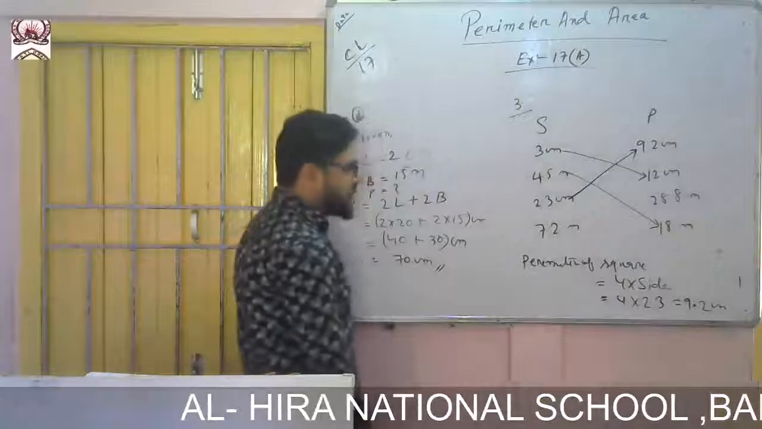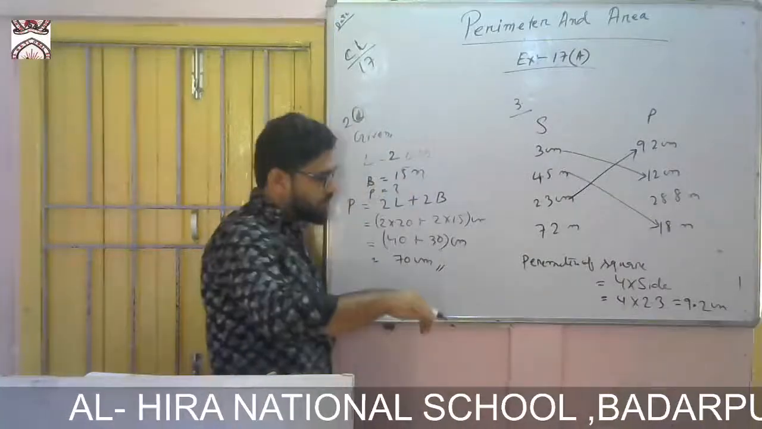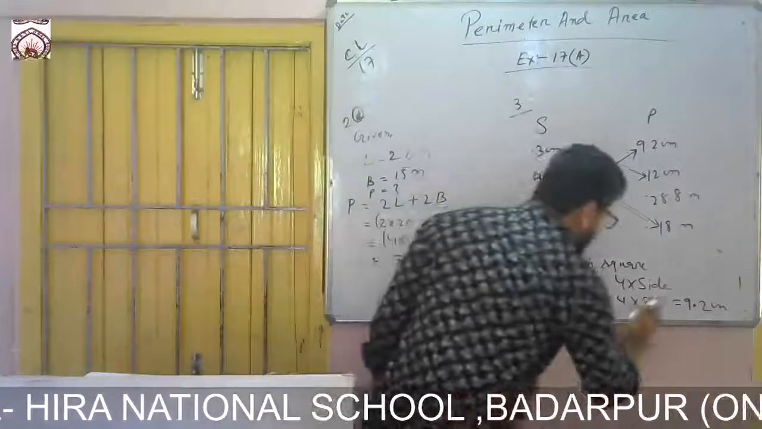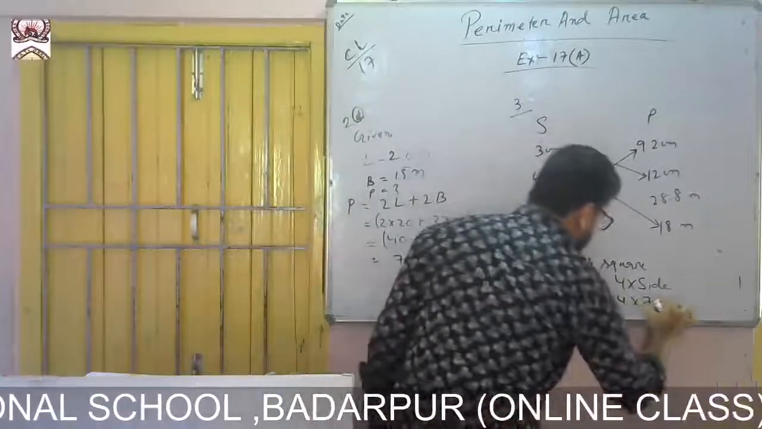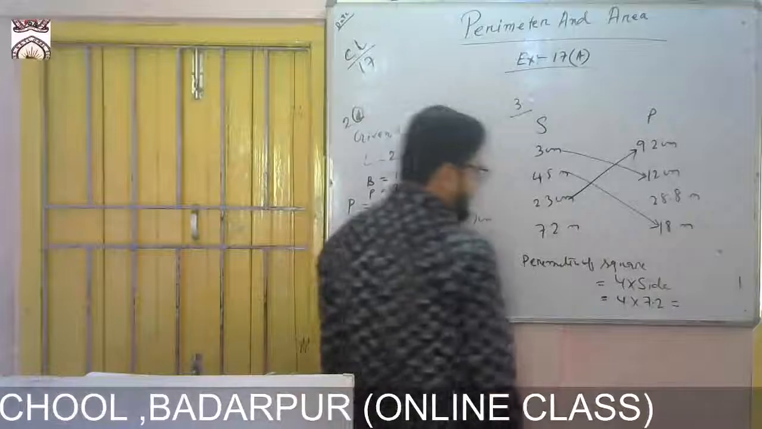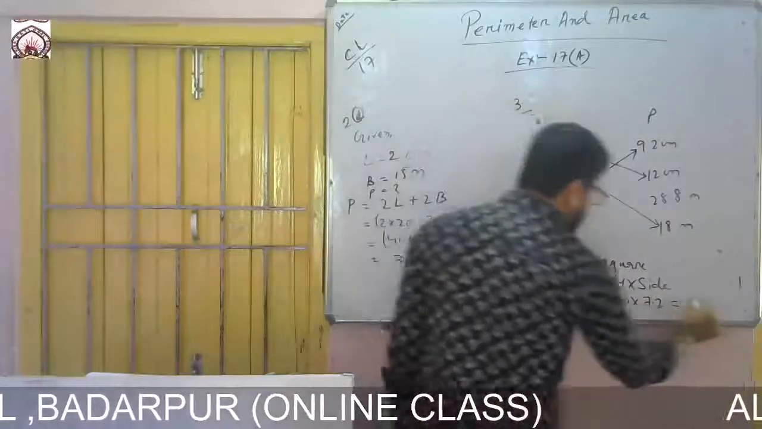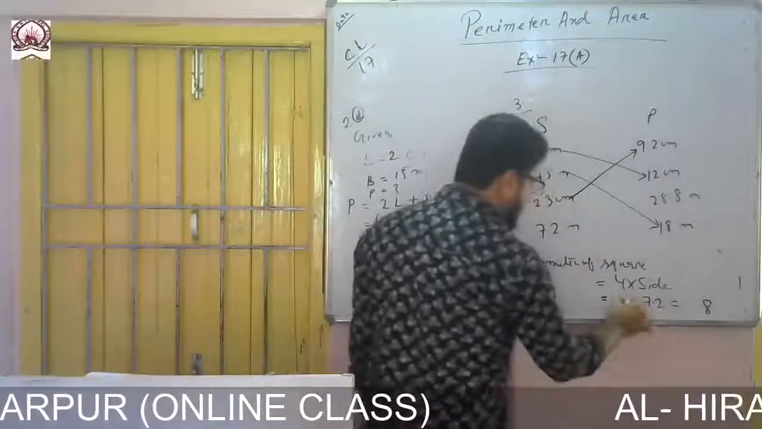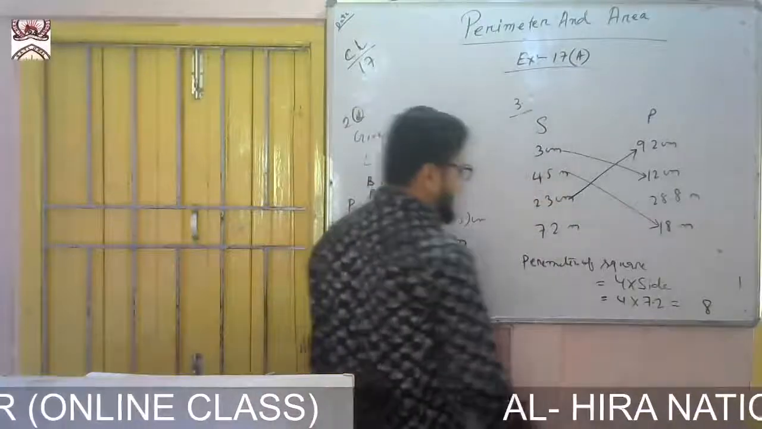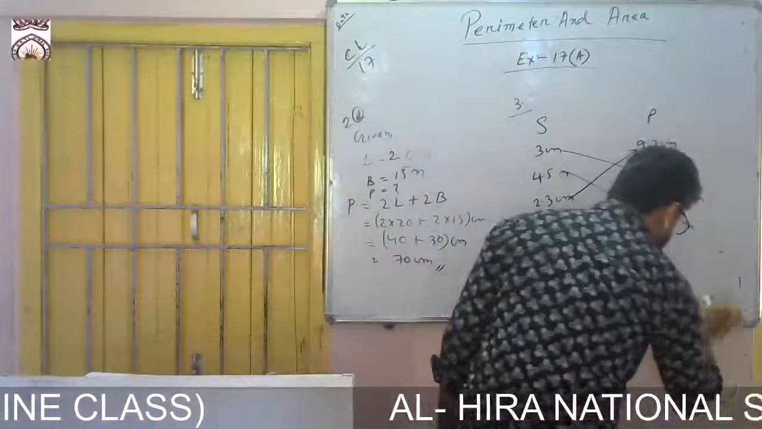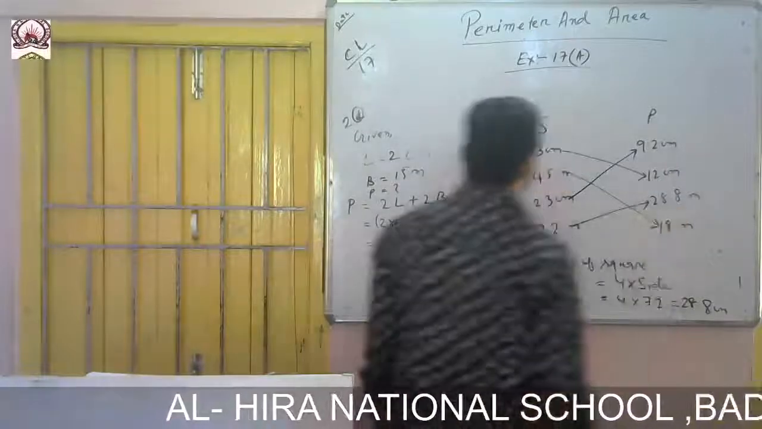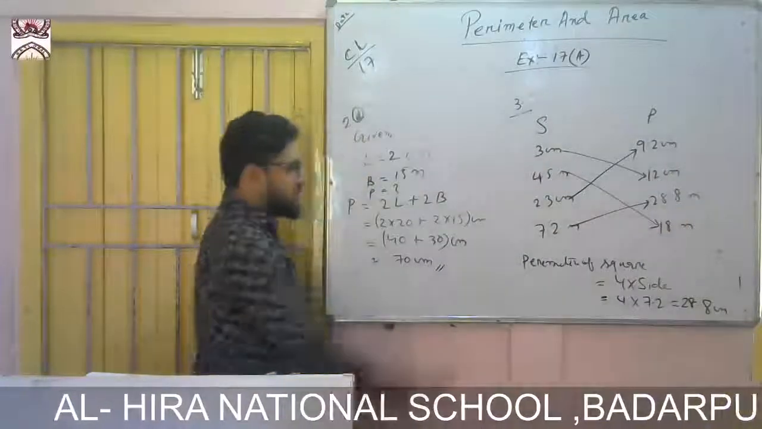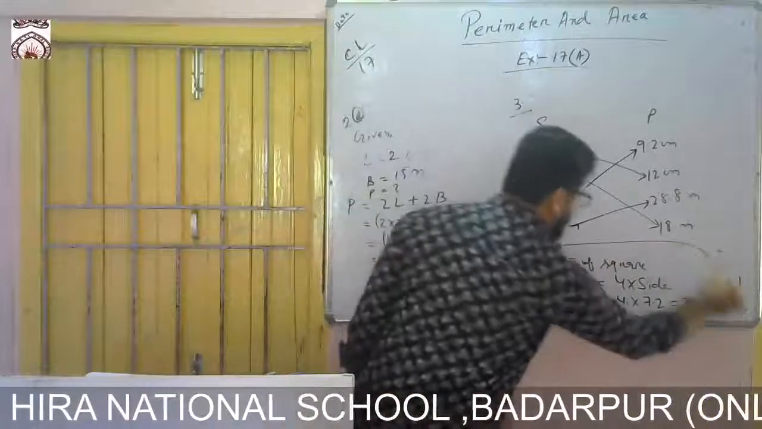Okay. Now the last one comes, 7.2. So 7.2 centimeter. How much does it come? 4 2s are 8, and 4 7s are 28. 28 centimeter. So this one is matching with this one. Okay, so this is the answer.